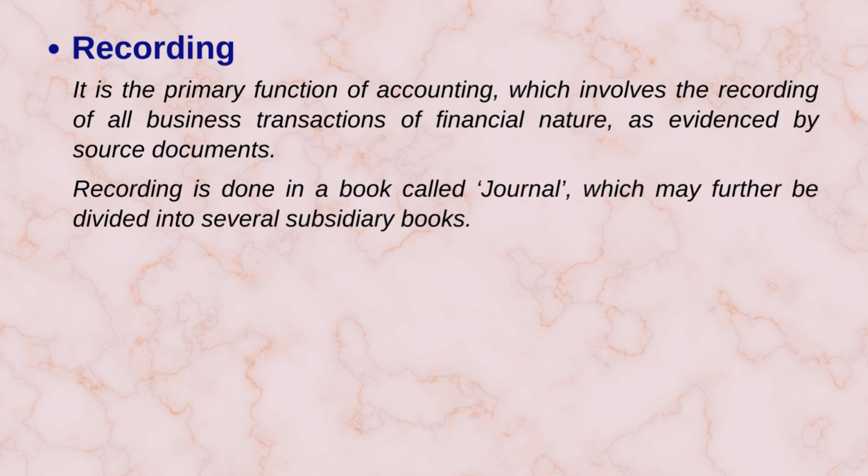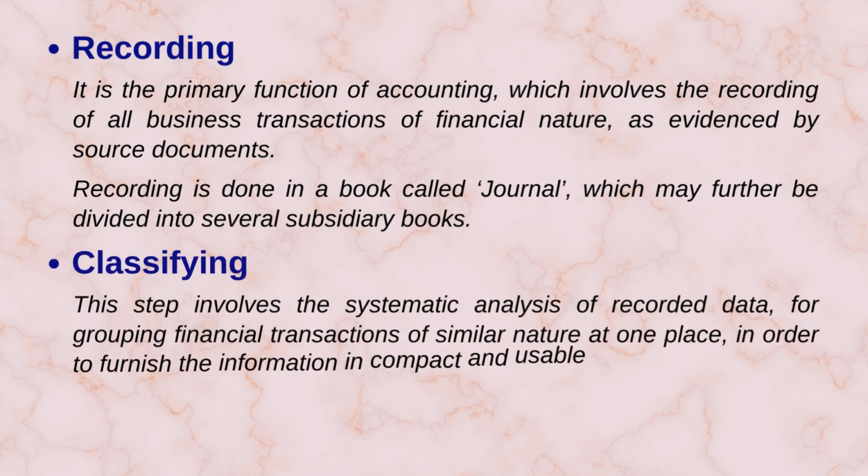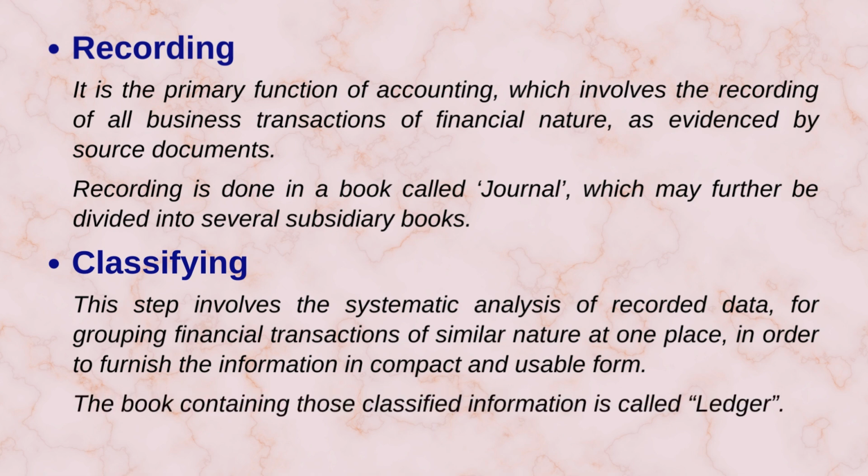Next is classifying. This step involves the systematic analysis of recorded data for grouping financial transactions of similar nature at one place in order to furnish the information in compact and usable form. The book containing those classified information is called ledger.